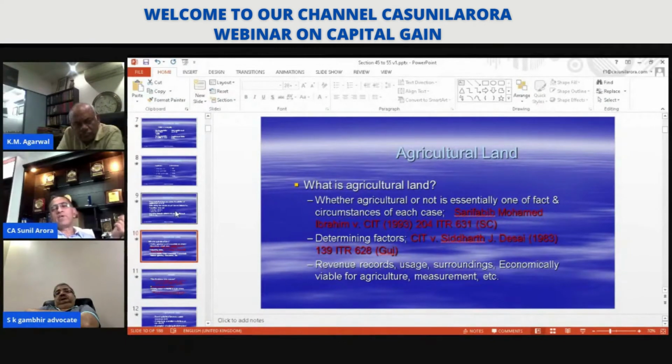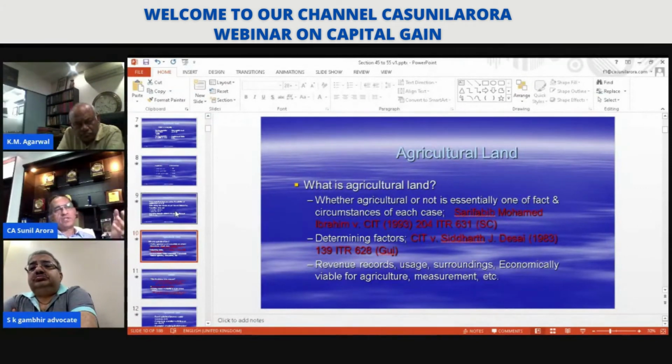Revenue record is again a very important criteria. Revenue records classify the land all over the country. We have those revenue records for each state, wherein the land has been classified into various categories. Then, the surroundings of that particular land is also a criteria.